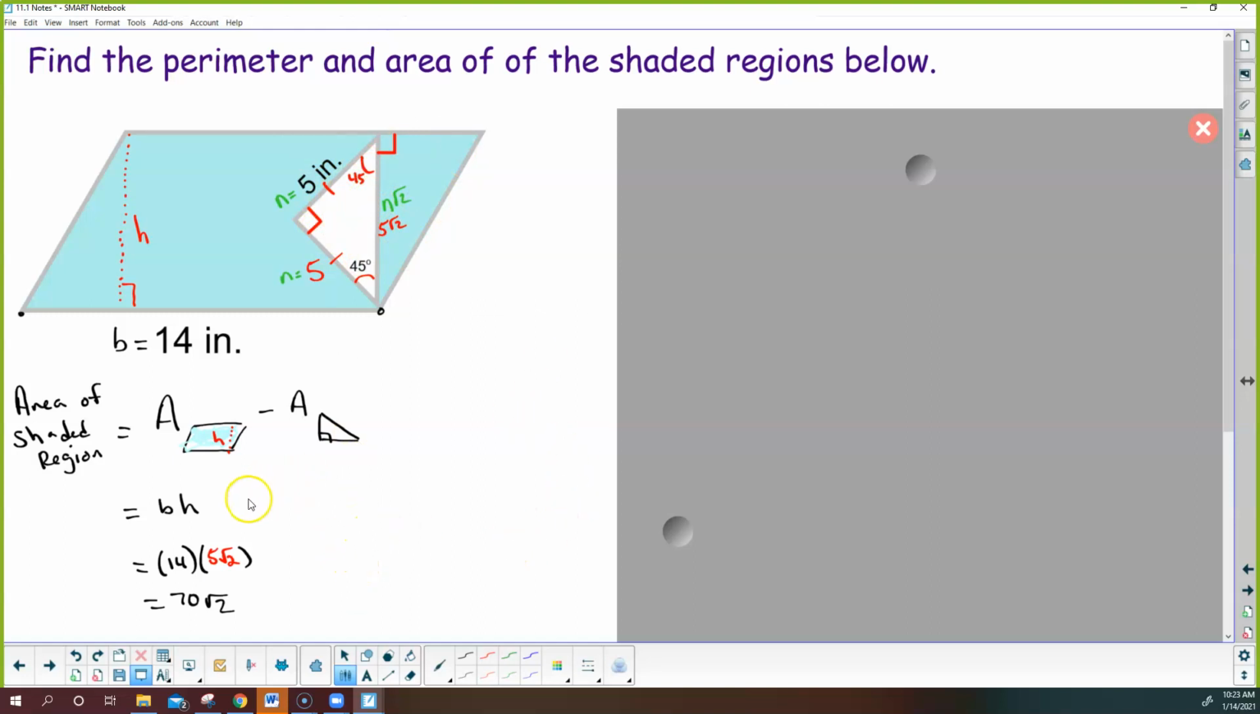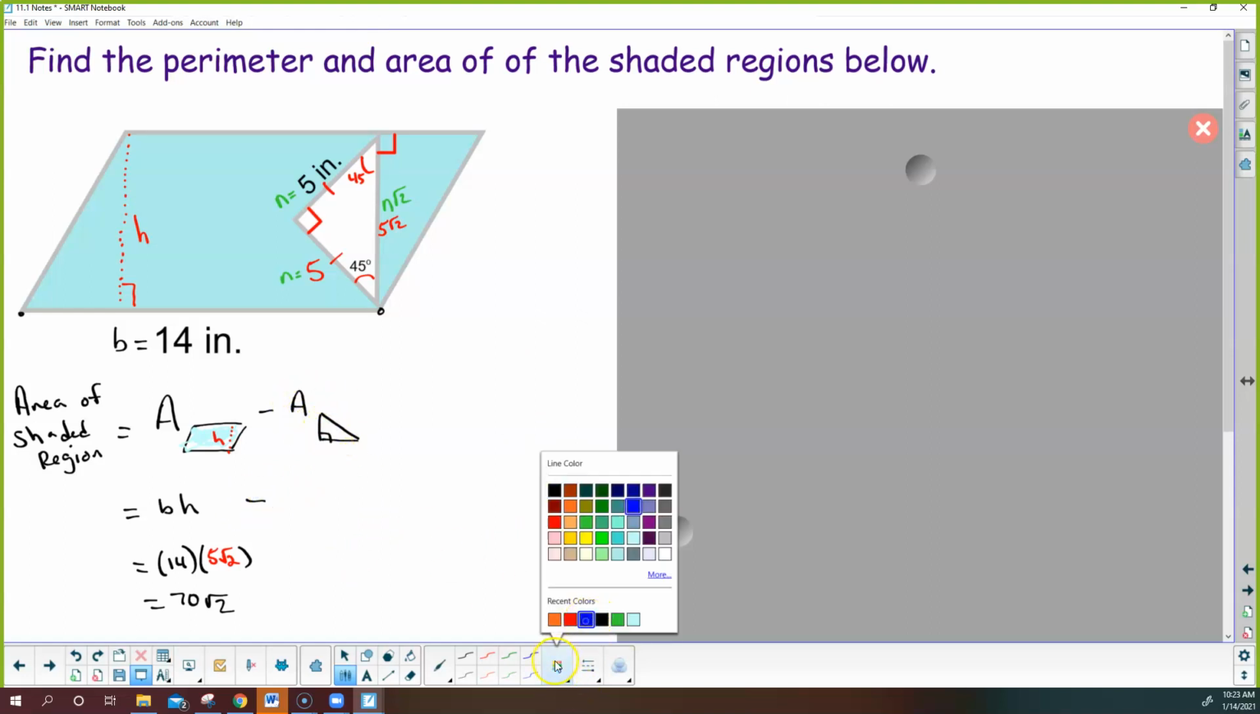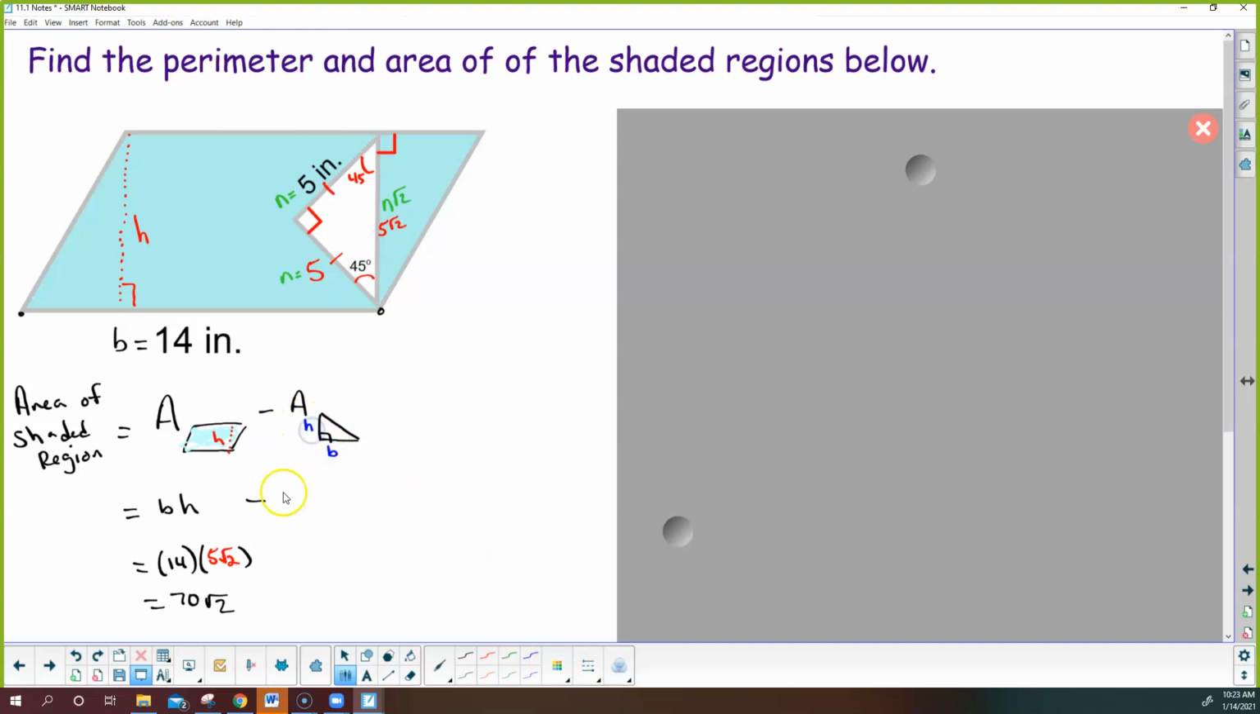Right? Well, now we're going to do the area of the triangle. And the triangle, we know its formula is 1/2 base times height. And I should kind of put this in grouping symbols because whatever this answer is, we're going to subtract it from the area of the parallelogram. Well, 1/2 base times height.